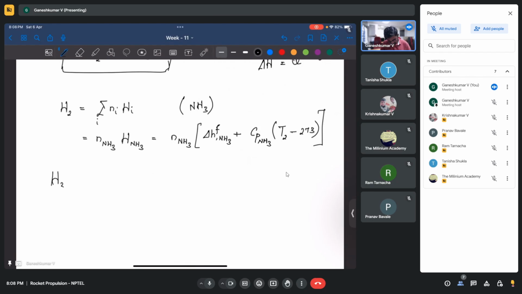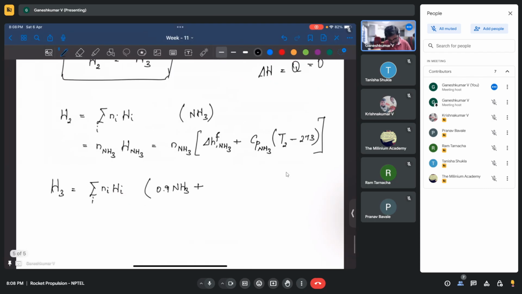Similarly, at stage 3, you will have the summation of n_i h_i, where we have 0.9 times NH3 plus 0.15 times H2 and 0.05 times N2.